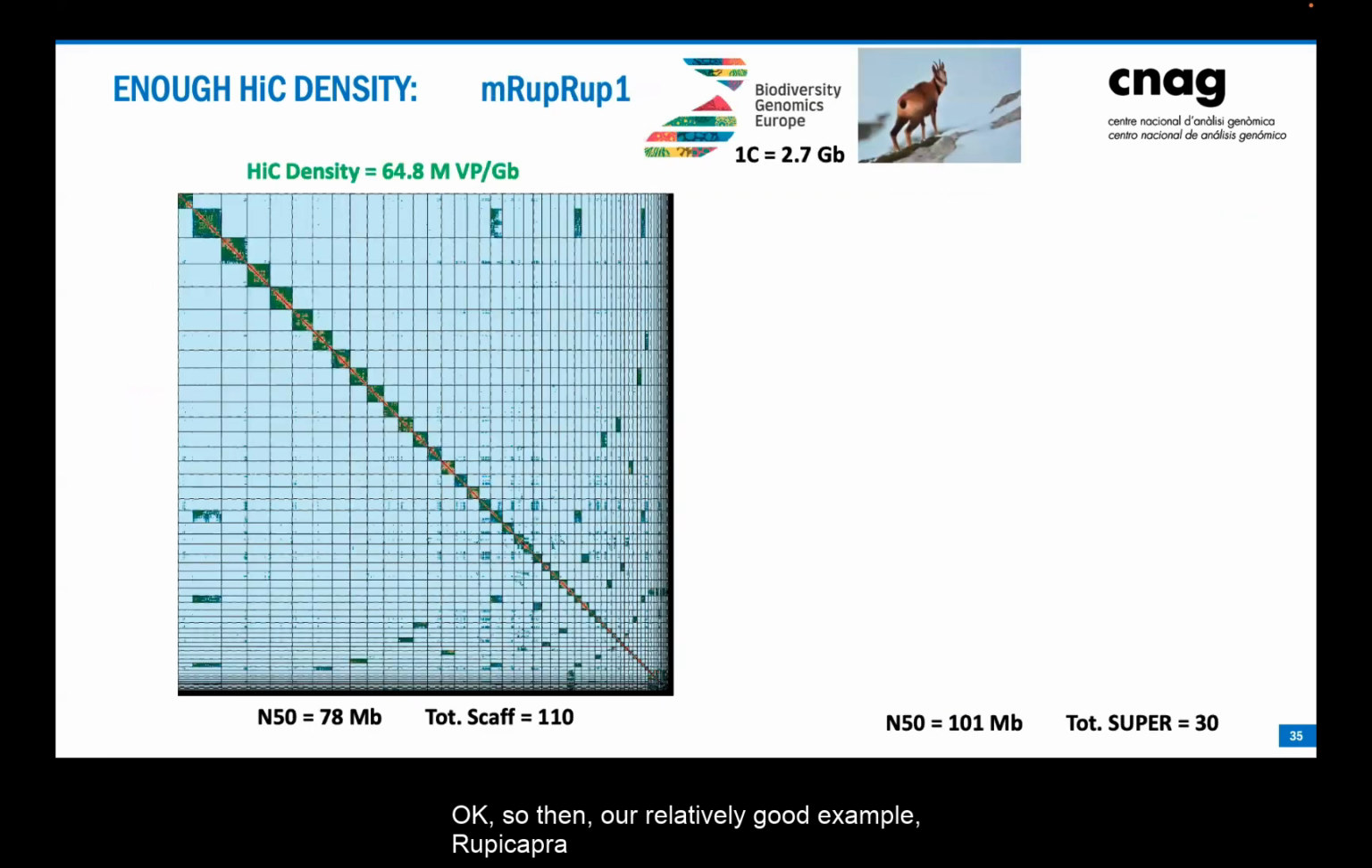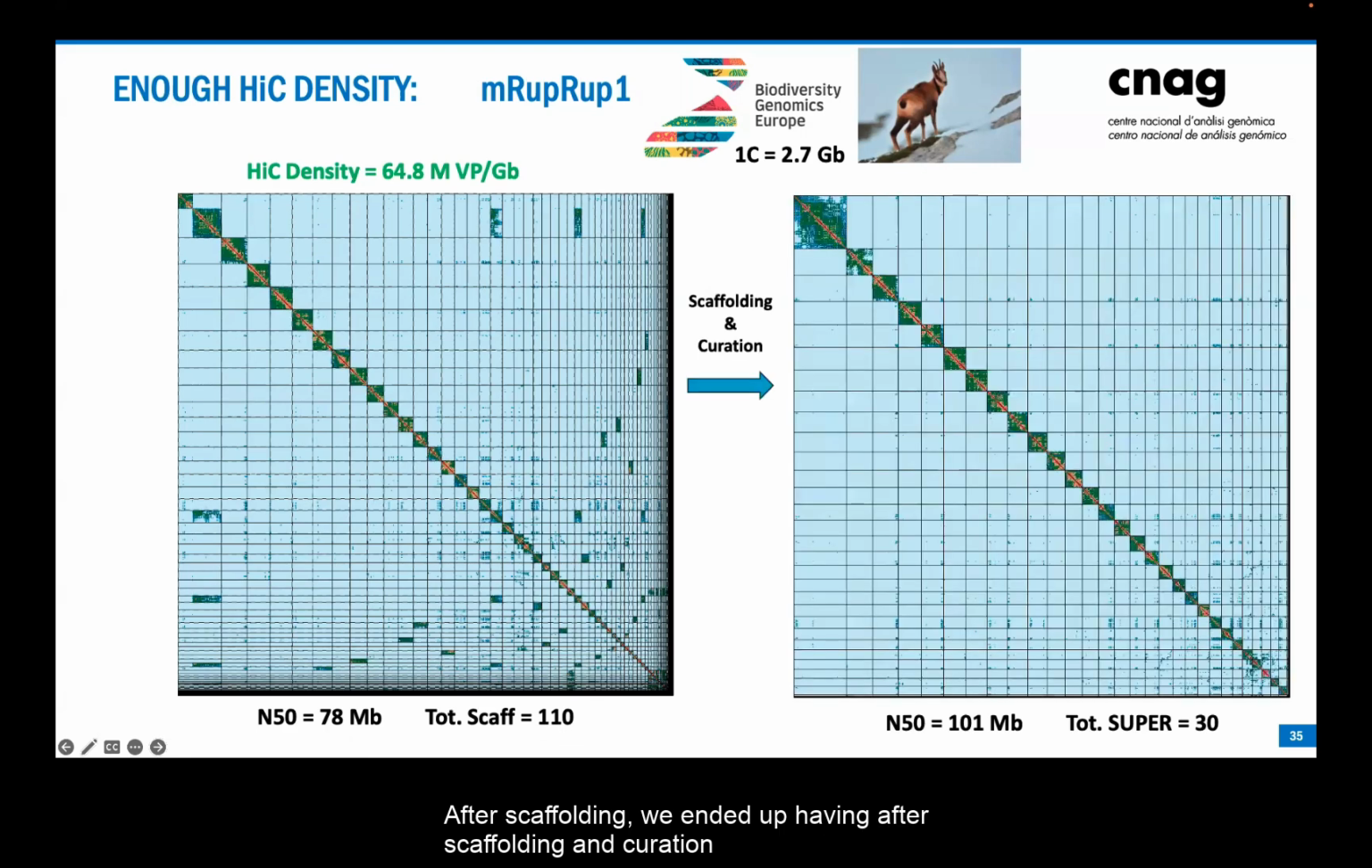Okay, so then our relatively good example, Rupicapra, had 64.8 million valid pairs. At the beginning, we had an input N50 of 78 megabases and a total number of scaffolds of 110. After scaffolding and curation, we ended up having 30 super scaffolds, okay? So this is consistent with the karyotype.